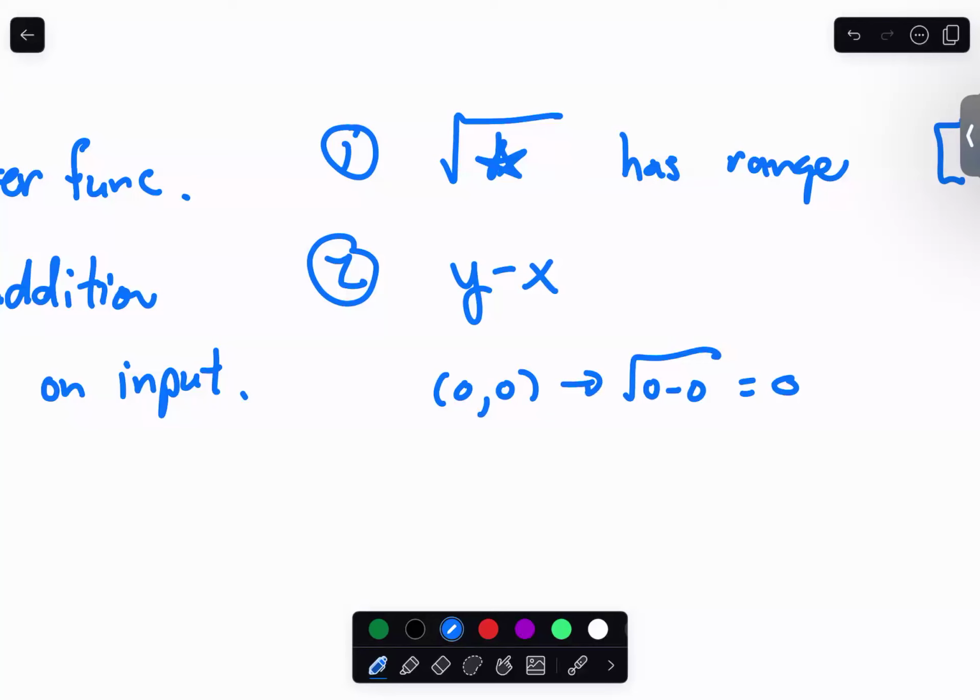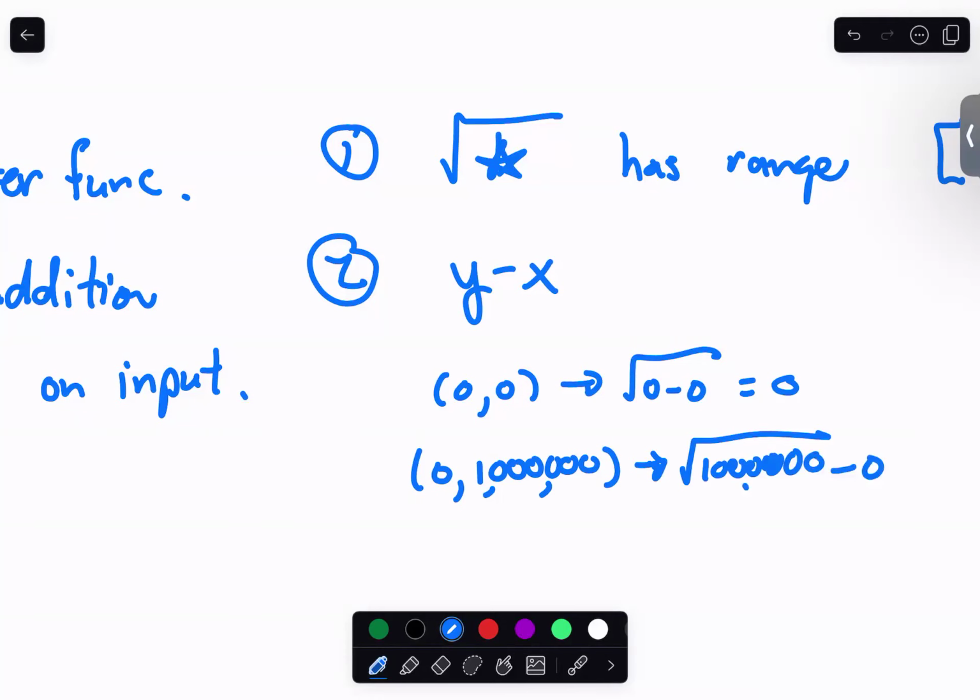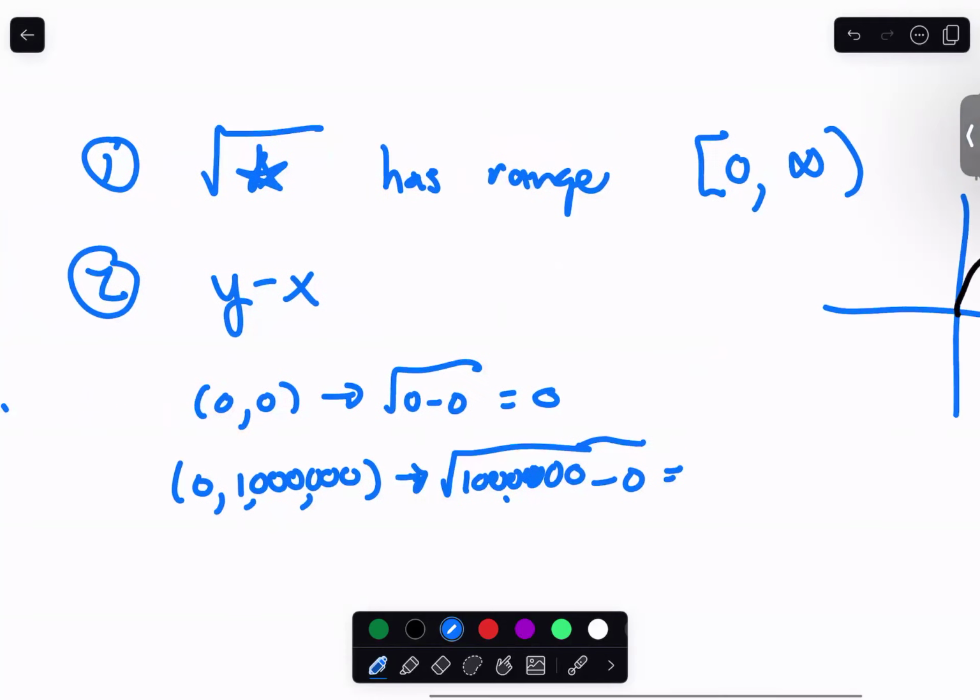If I wanted to get 1,000, for instance, I could input 0 for x and a million for y, and I would get 1 million minus 0. That's going to be my square root of 1,000,000, which gives me the 1,000. So I can also get out my very large things.